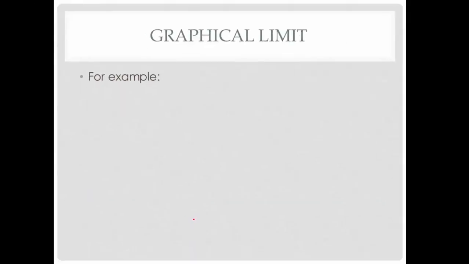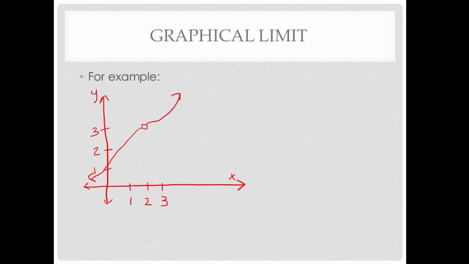So let's take a look at an example on this graphical limit. If we talk about the limit as x approaches 2 on this graph, as your x values approach 2, your y values are approaching 3. So we say that the limit as x approaches 2 of f(x) is equal to 3. Notice this function is not defined at 2, but the limit is still going to be equal to 3.